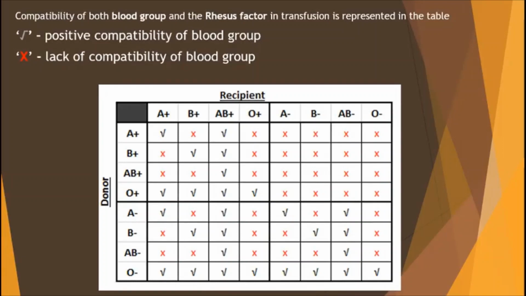This table shows the overall compatibility of these blood groups and Rhesus factors. The black color correct marks show the compatible matches, and the red color crosses show the incompatible matches.